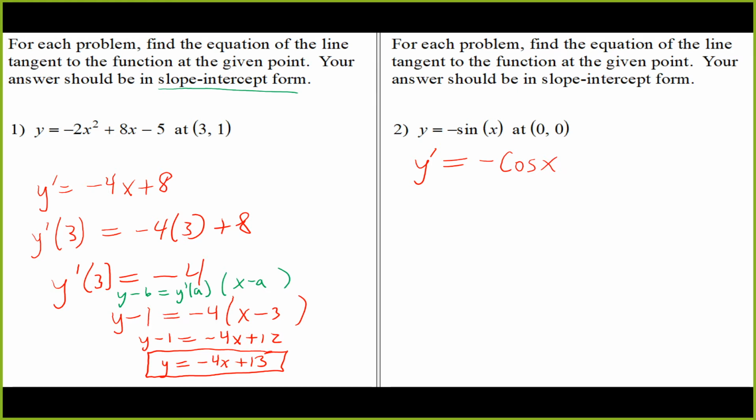Okay, Kyle, if I plug in 0 right now, what's going to happen? If you plug in 0, it's going to be negative 1. Okay, perfect. So I've got a slope and we've got a point. So I'm going to jump to Andrew. What would my equation be then?